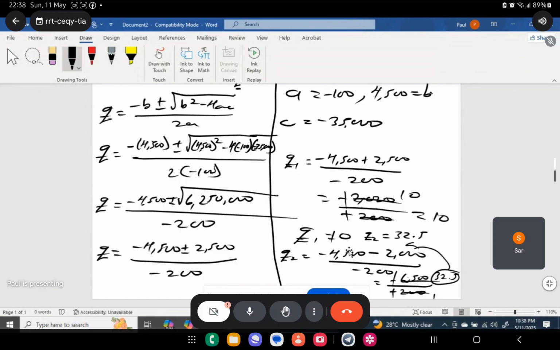Okay. Now, when you get this, these are the output levels at which we are breaking even. So it means that when we produce 10 quantities, we will not make any loss. And when we produce 32 and a half, we will not make any loss. Please, you understand? And neither will we make profits because we are breaking even. Breaking even means no profit, no loss.